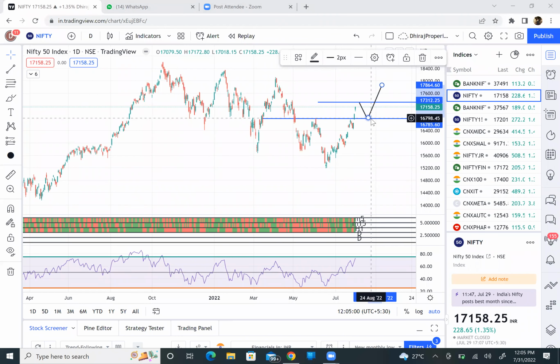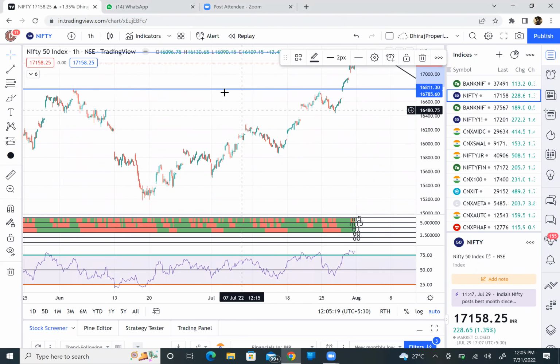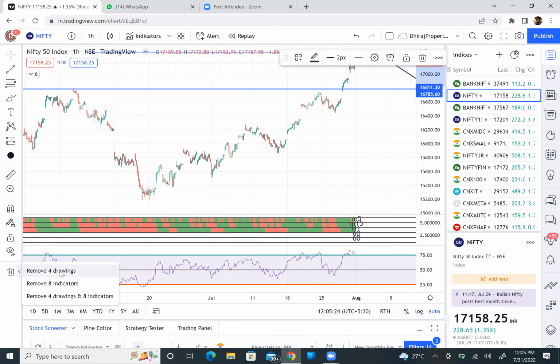This is one positive possibility. If you see Nifty going below this, breaking, then also there is support at 16,450. All these gaps will form a support. Let me quickly show you the hourly time frame for that gap. So just 1 second. Let me just clean up the drawings.